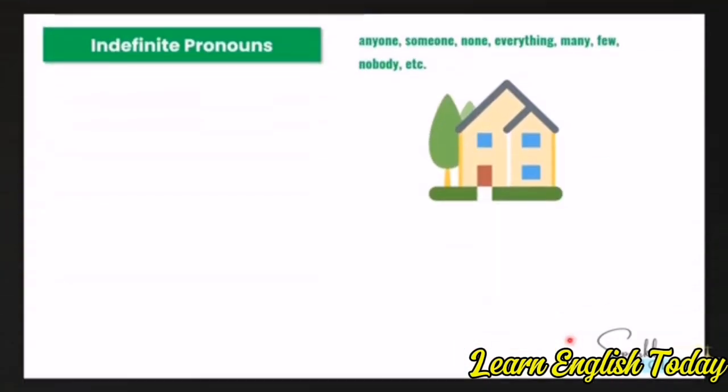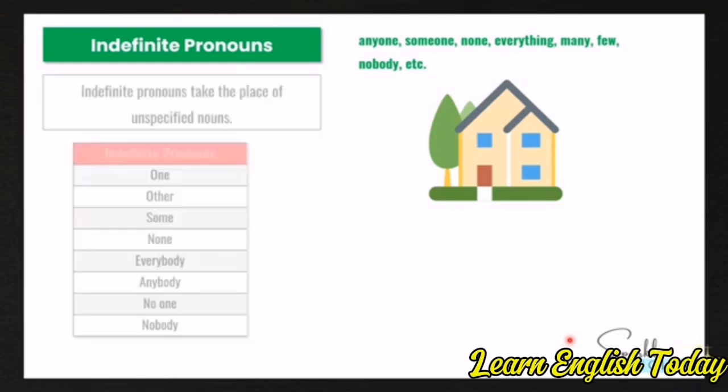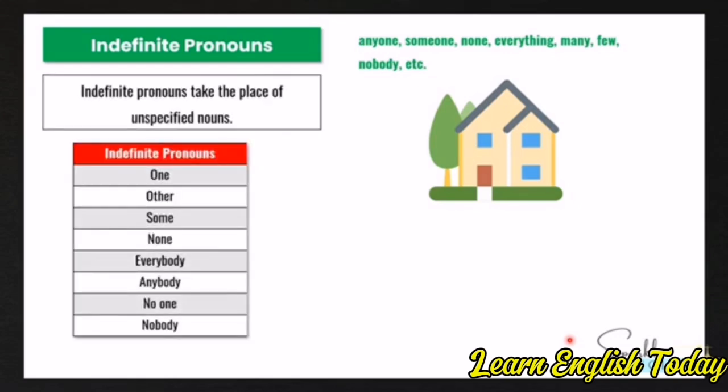Next, we have indefinite pronouns, and there are many indefinite pronouns. Indefinite pronouns take the place of unspecified nouns: one, other, some, none, everybody, anybody, no one, nobody.